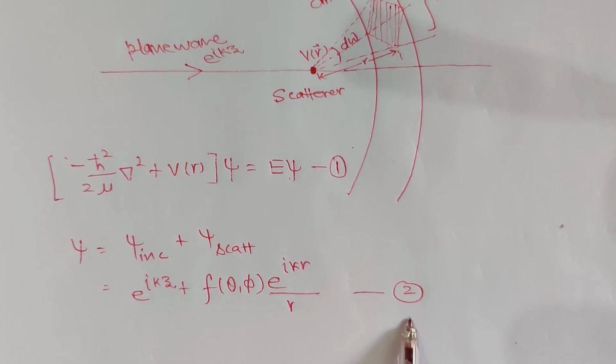In equation 2, the normalization factor is not included, since in a scattering problem we are interested in the relative probability that, out of the total incident particles, how many will be scattered in any particular direction.